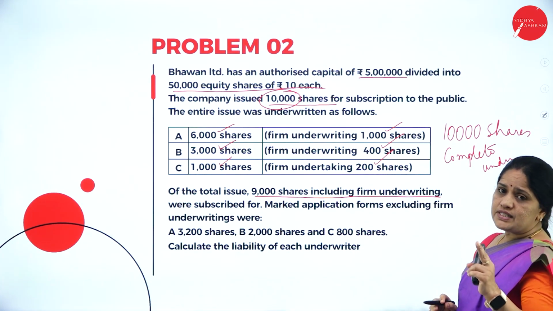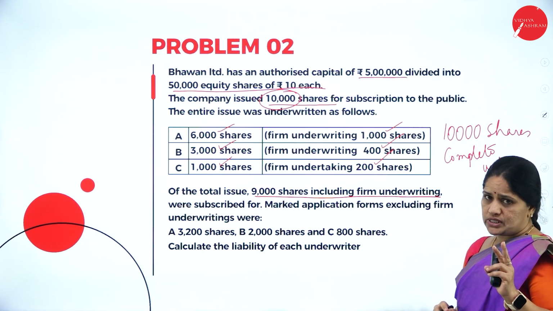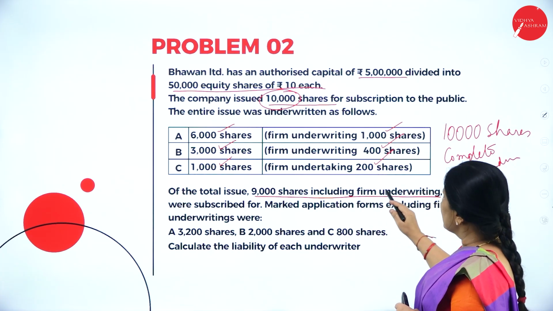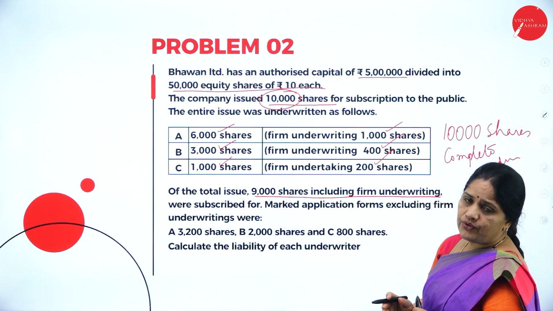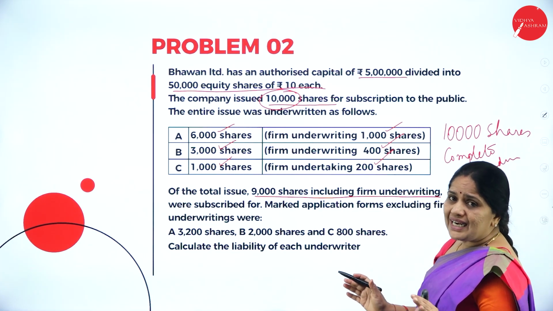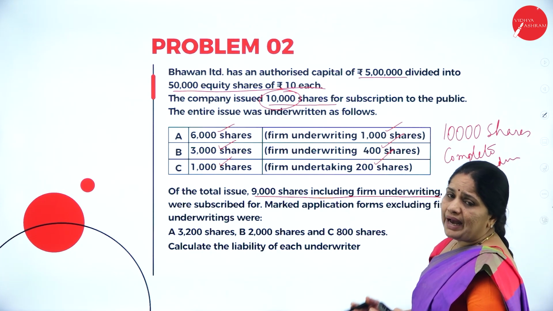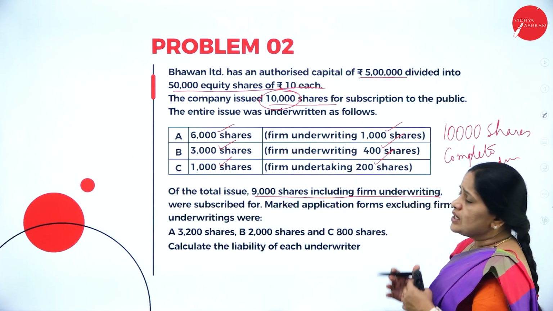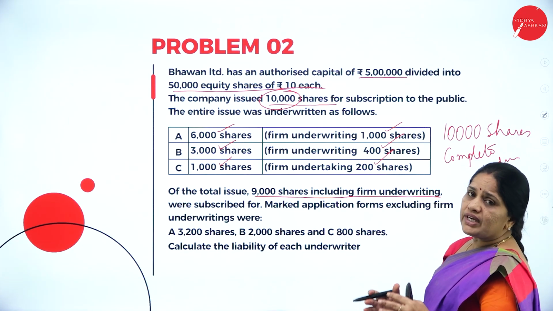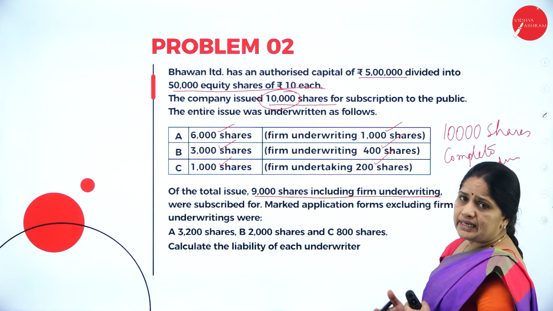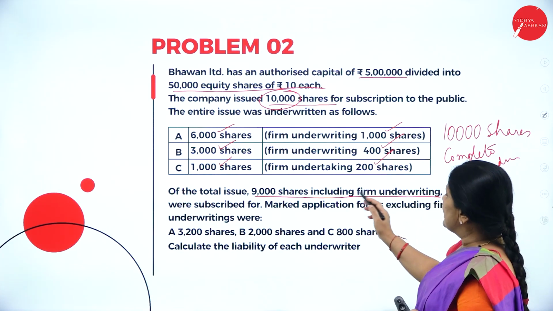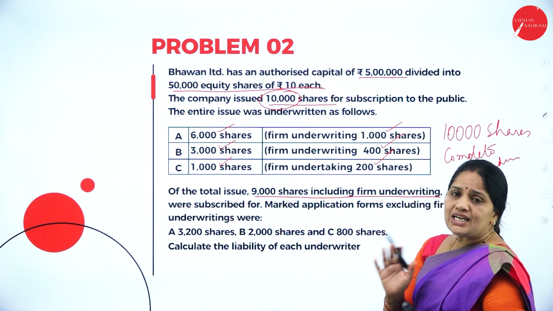See the difference between the previous problem and this problem. Out of the total issue, 9,000 shares including firm underwriting were subscribed for. So in this 9,000, firm underwriting has been included. So we need not bother about adding it back to the total applications. If they say that applications are excluding firm underwriting, then we have to add back those firm underwriting applications to the total applications. But here, since they have told including firm underwriting, we need not bother.